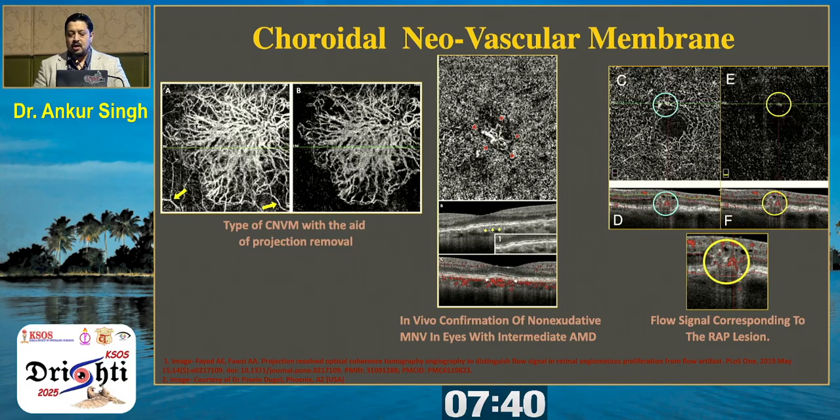neovascularization. OCT angiography can not only detect choroidal neovascular membrane, it can tell you which type of neovascular membrane it is: type 1, type 2, type 3. And if you see this abnormal vasculature in the superficial, intermediate, and deep capillary plexus with flow, it is probably a type 3 or a MacTel. Oh, sorry, type 3 or an RAP lesion.